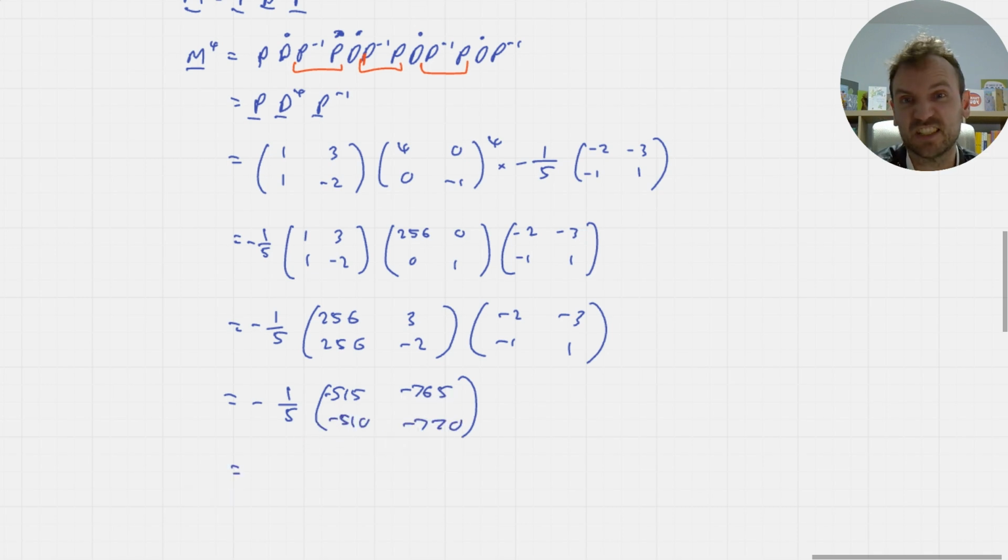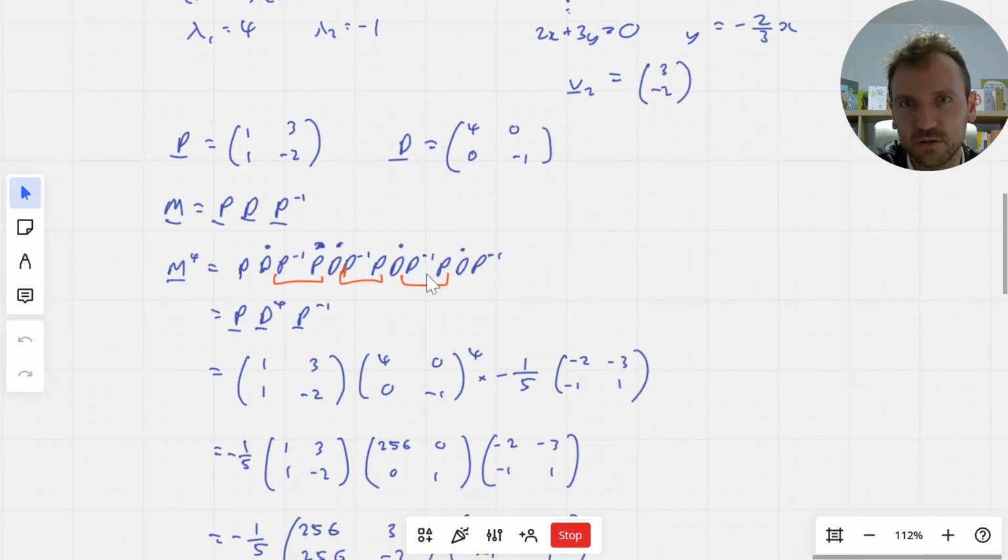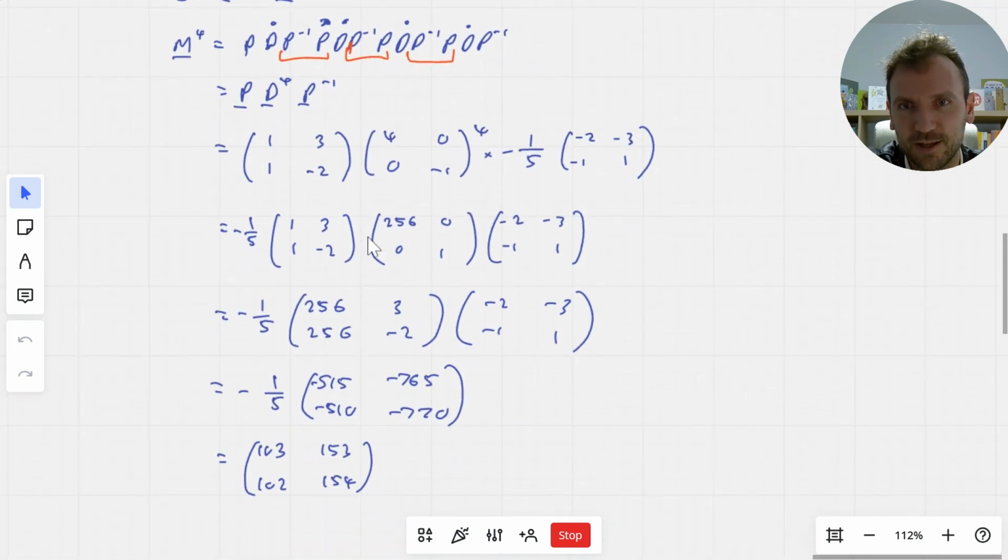And now finally, everything's divisible by 5, so it makes sense to put a negative fifth back in, and we end up with our answer of (103, 153; 102, 154). The key idea here comes at this step, where when we write it out, all our P's and our P inverses in the middle cancel, and M to the 4 is just going to be P times D to the 4 times P inverse. If we're doing M to the 100, again, we'd only have one P and one P inverse, and we'd have D to the 100 here. Much quicker way of going about that. Thank you very much.